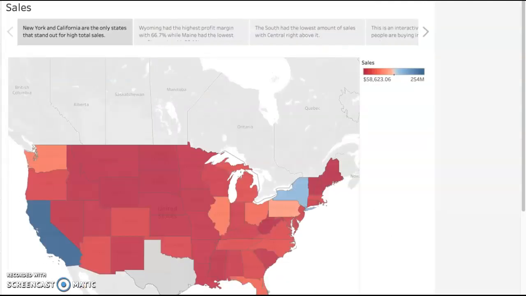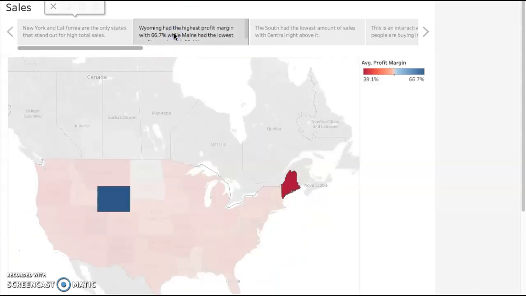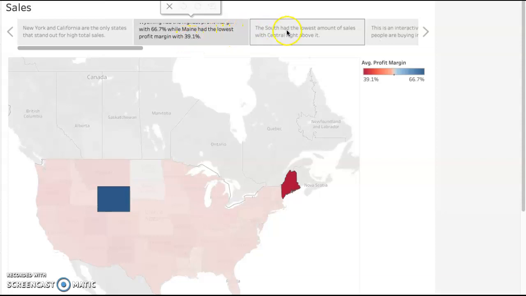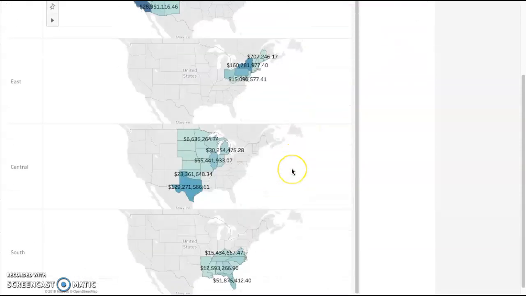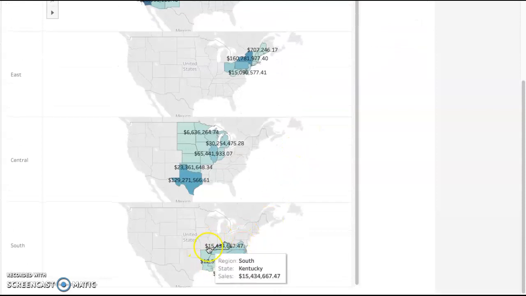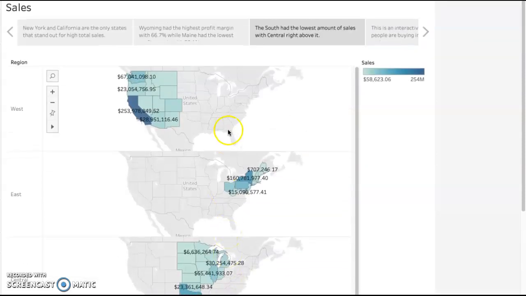So this is my story. New York and California are the only states that stand out for the highest total sales, as shown by the blue. Wyoming had the highest profit margin with 66.7%, while Maine had the lowest profit margin with 39.1%. So the South had the lowest amount of sales, as seen below, while the West and East topped in sales.